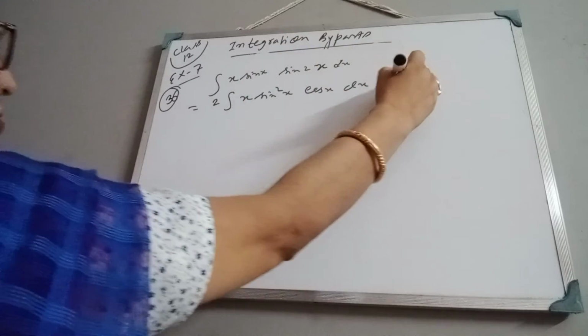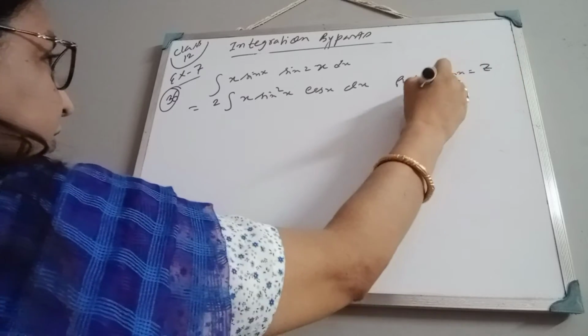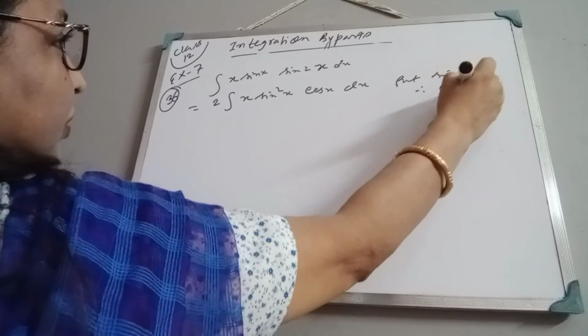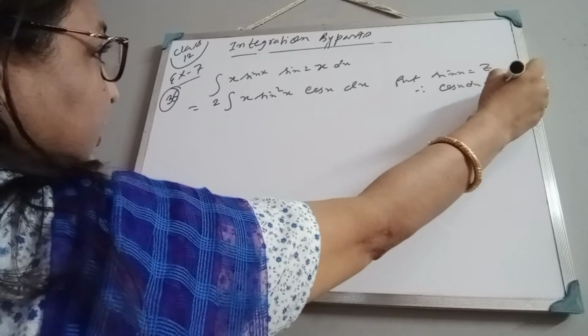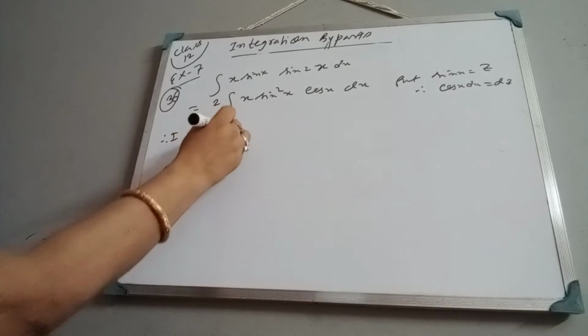Now let us put sine x equal to z. Then d/dx of sine x is cos x, so cos x dx is equal to dz. Therefore I is equal to 2 integral.